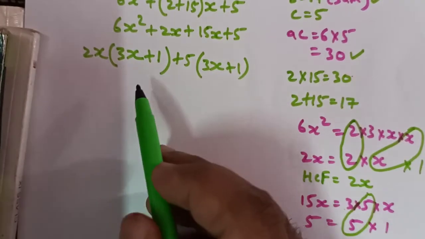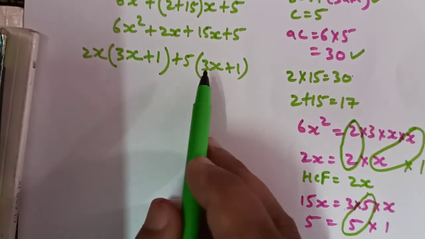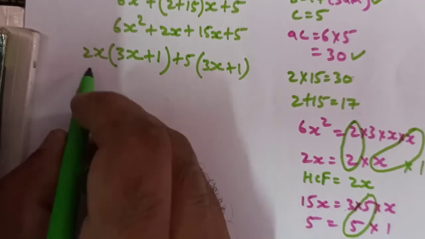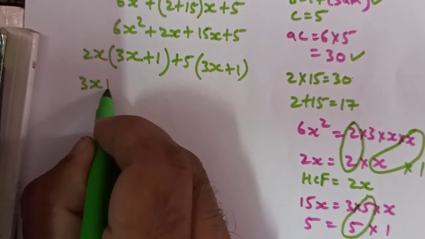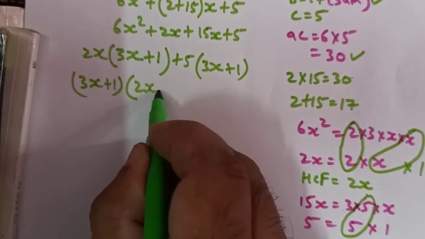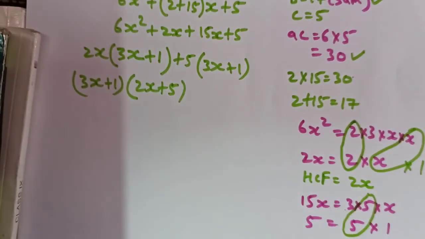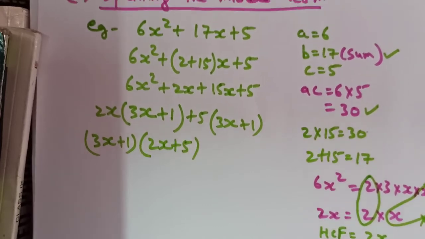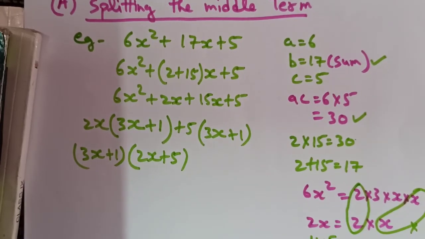So we can clearly see in the first term and the second term also, 3x plus 1 is a common factor. So we can take 3x plus 1 as common, and what is left? 2x plus 5 is left. So we have got the two factors of the given quadratic polynomial. The quadratic polynomial was 6x square plus 17x plus 5.